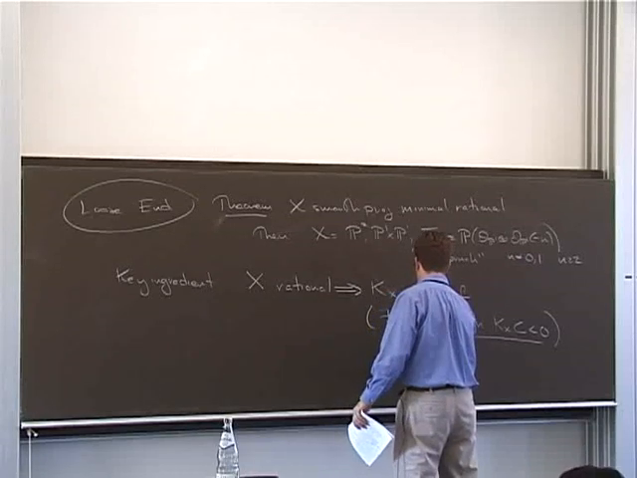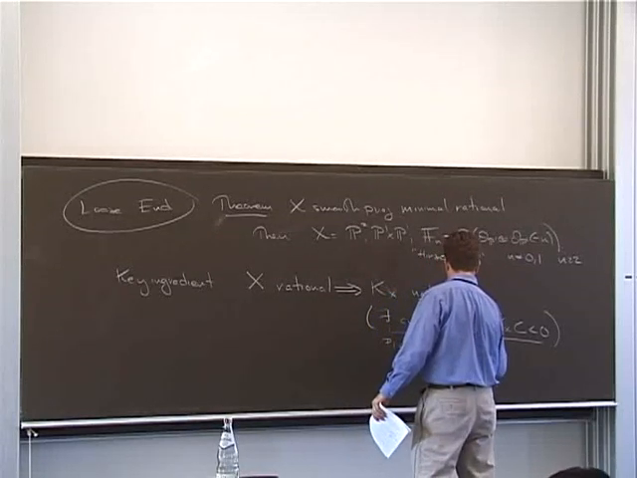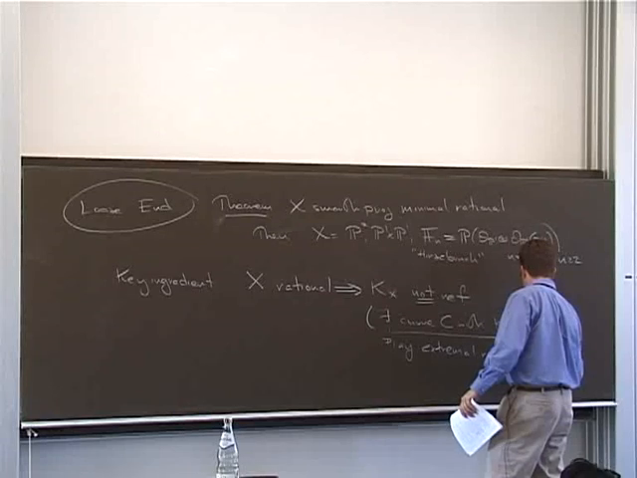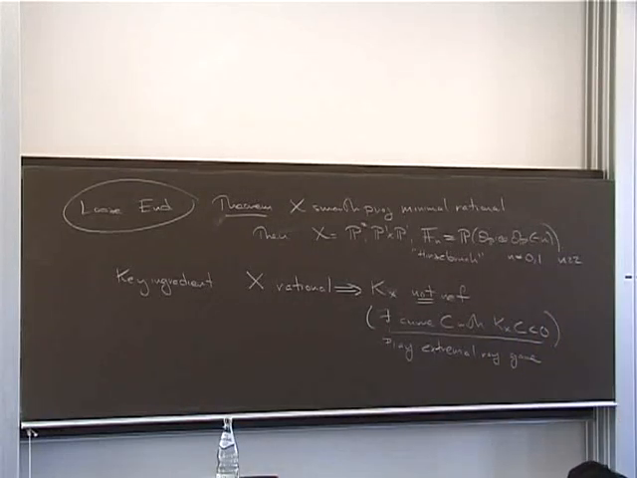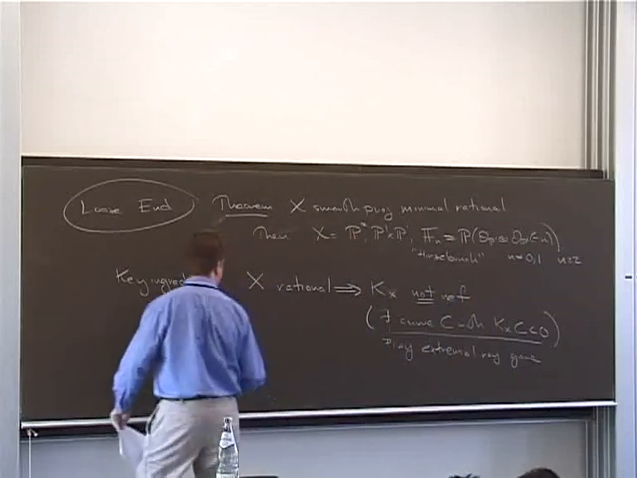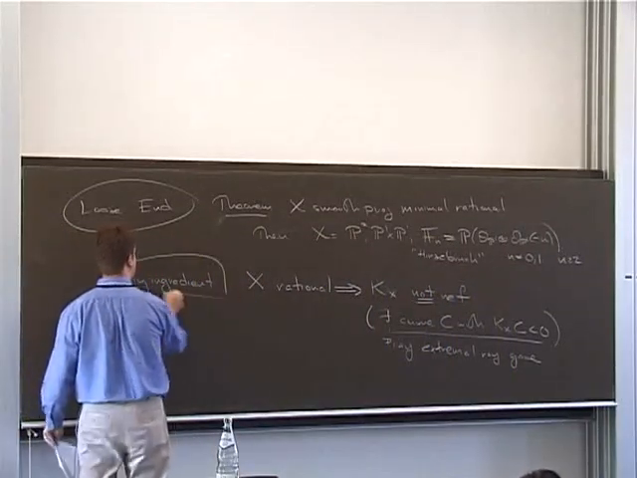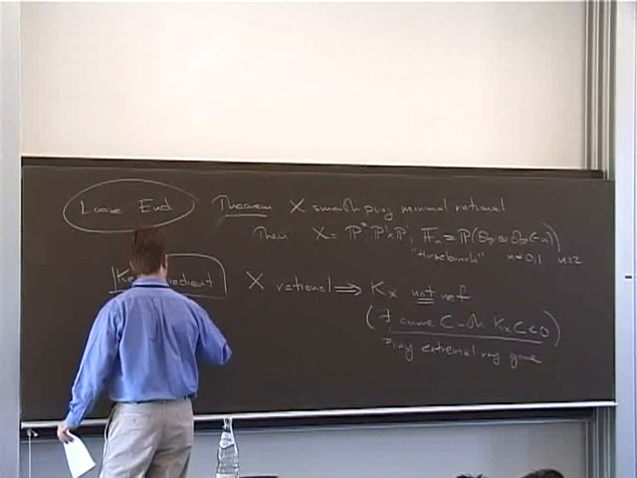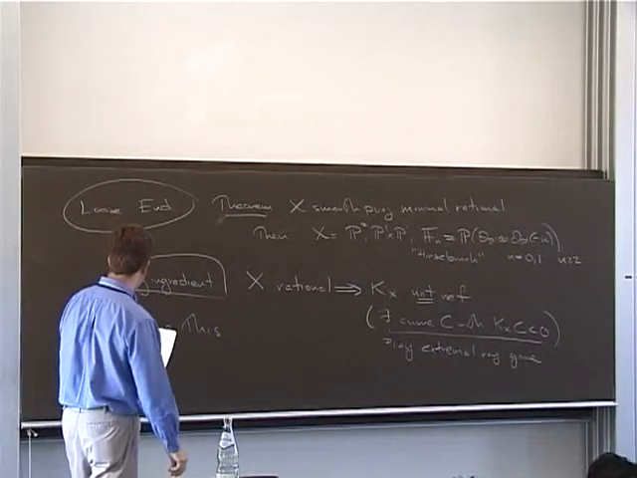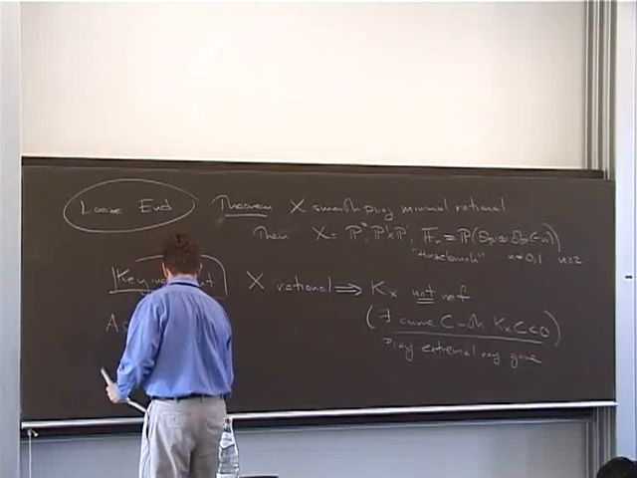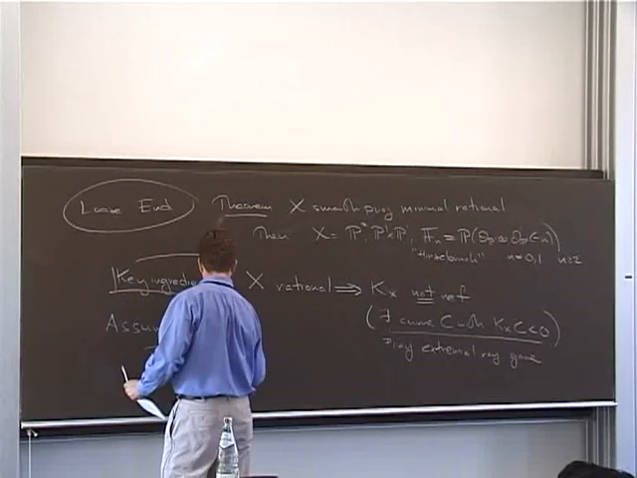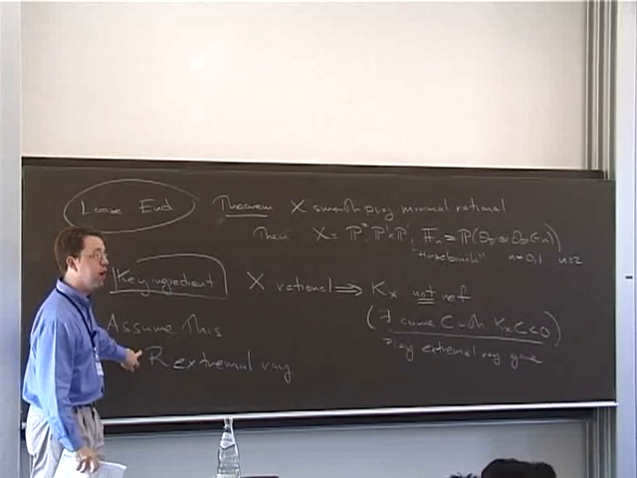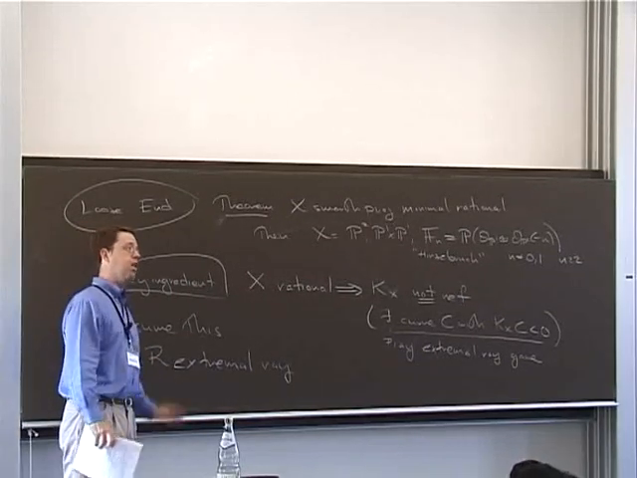So play extremal ray games. Now, the key ingredient, I'm going to assume this for the time being. I'll say a little bit more about how to think about it. But so assuming this, let's let R be an extremal ray. So this is extremal in the sense of convex geometry, with K_X times R negative.